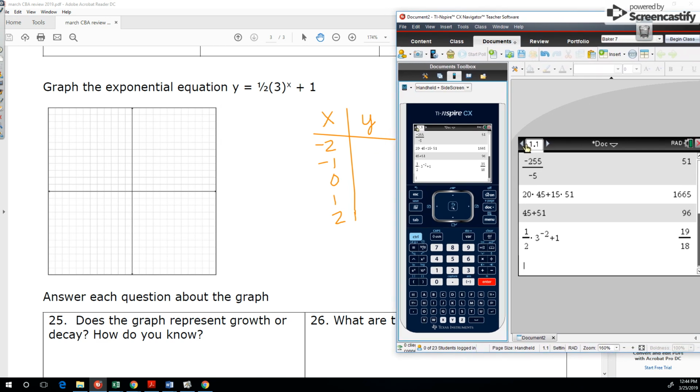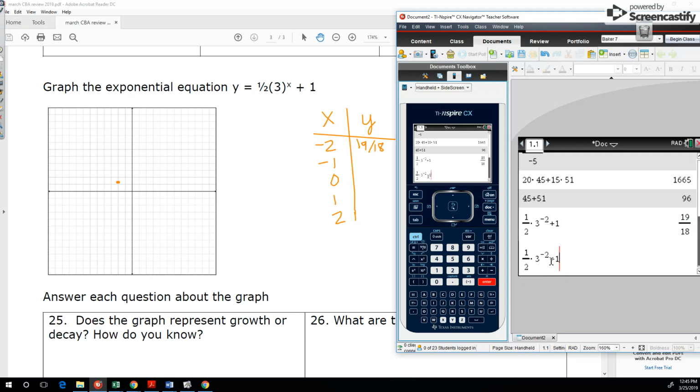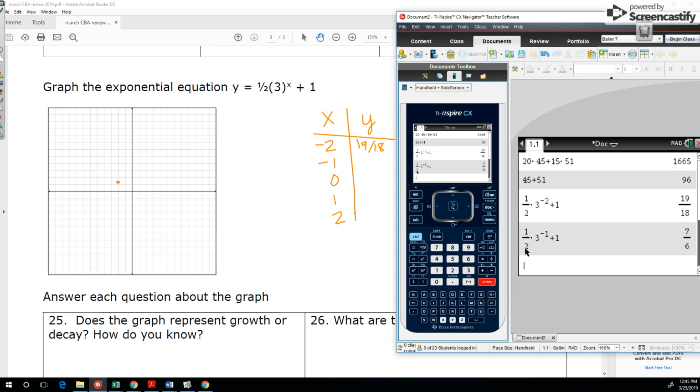Be nice if I could see the answer. Okay, 19 over 18. So that's a little bit bigger than 1. So negative 2, a little bit bigger than 1. Okay, I'm going to type the same thing again, except instead of the negative 2, I'm going to put a negative 1. I'm just going to press up on enter so I don't have to do it all again. And I'm just going to change that to a negative 1. 7 over 6. Again, a little bit bigger than 1.